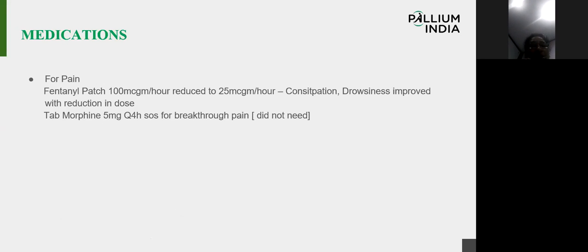For pain, she had been on a fentanyl patch, 100 micrograms per hour, given in another hospital. We started her on a 25 micrograms per hour patch. With this, constipation, drowsiness and all those symptoms improved. And tab morphine, which was there for SOS, 5 milligrams fourth hourly, she didn't take. There was no need for her to take that.